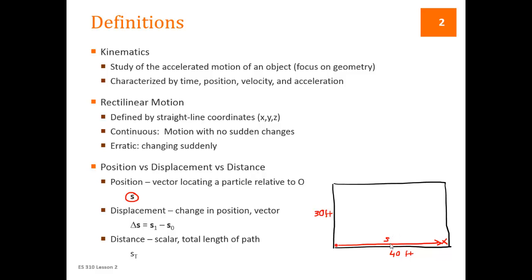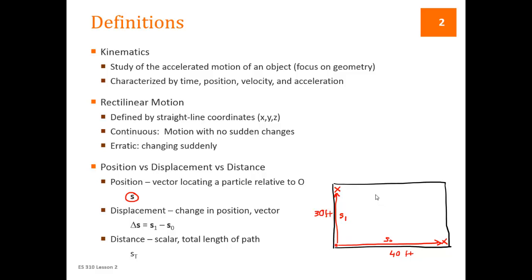Alright, sorry, S0. Now, if I were to move from that corner to this corner up here, I would now have a new position, right? S1. It's a vector, so it's got 30 feet as its magnitude. Its direction is, I don't know, to the north or above the origin.